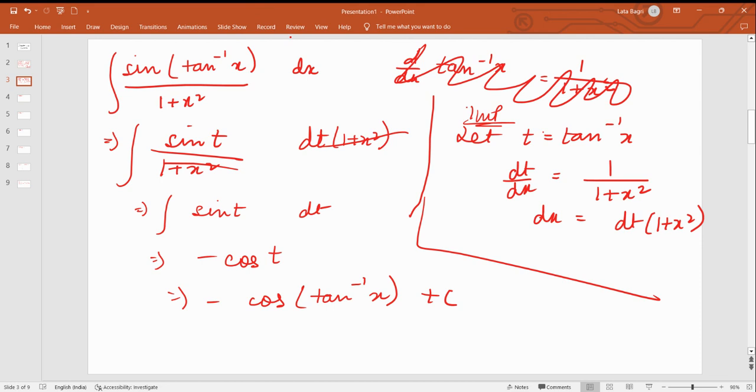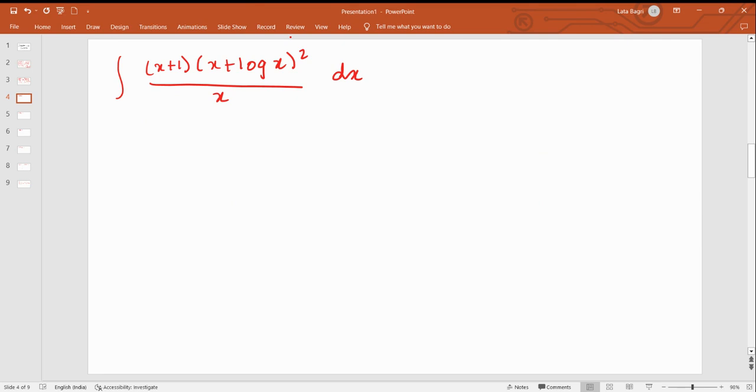So all formulas of integration you should remember. Next question is this. x plus 1, this is your question. Now, as I've told you, always take the more complicated part as your substitution. So here, this is very important, so pay extra attention. I will say t is equal to x plus log x.